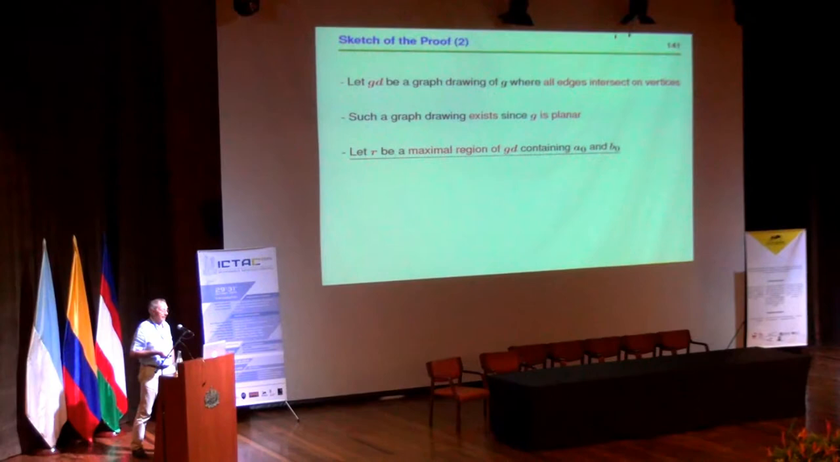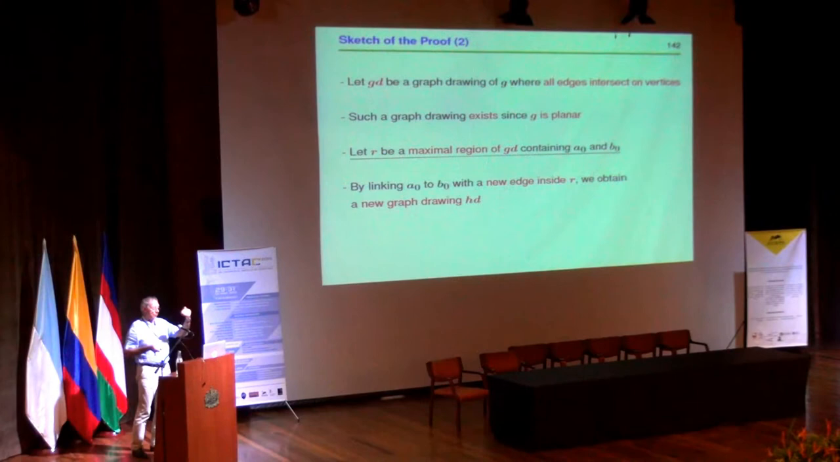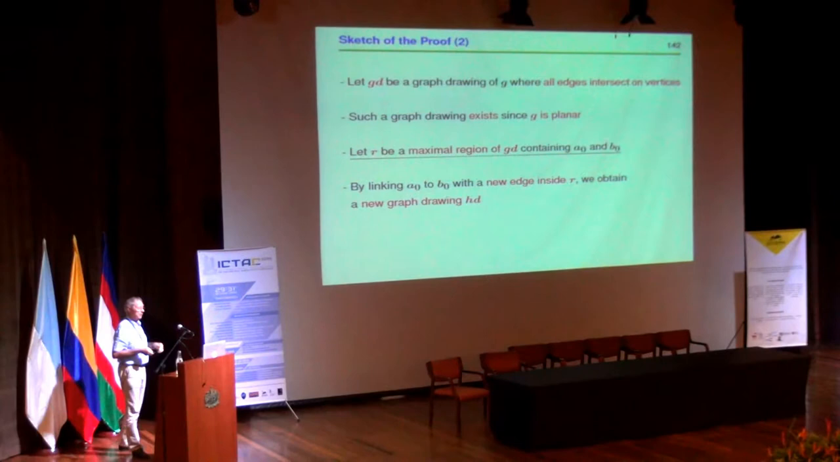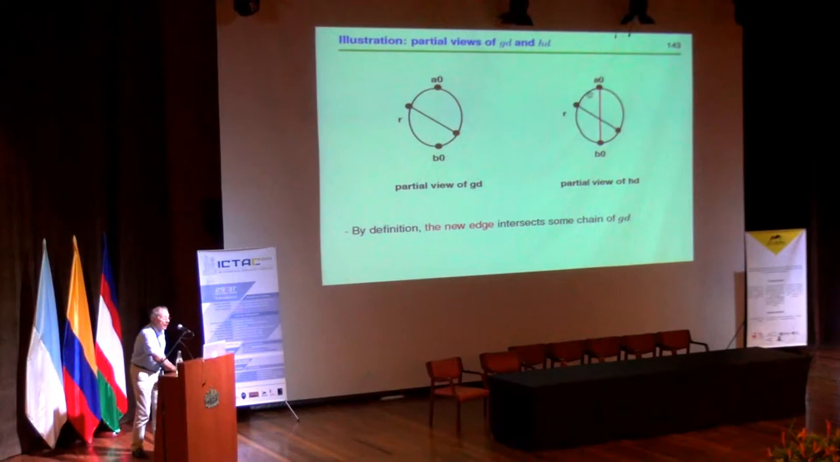And now I'm going to use my definition of a maximum region. Let R be a maximum region of GD containing A0 and B0. And by linking A0 to B0 with a new edge inside this maximum region R, we obtain a new graph drawing HD. So here is this region, which is supposed to be maximal, containing A0 and B0. And now this is a partial view. So this thing is supposed to be planar. And now I'm adding A0 to B0. And this thing is supposed to be non-planar. And now I want to prove something about it.